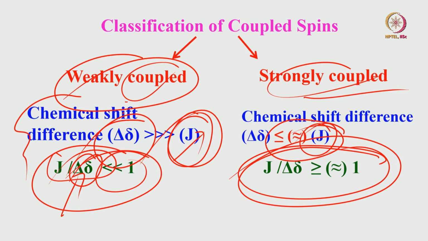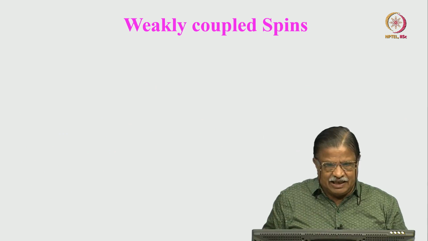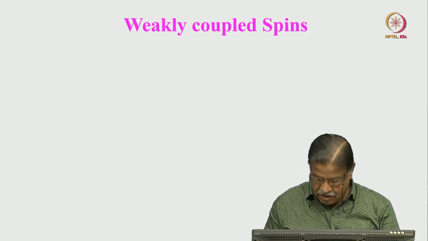Then you may ask me a question: so what? How does it matter for us? Whether the spins are weakly coupled or strongly coupled defines the type of spectrum you get. The spectrum for strongly coupled spins will be different. Consider the example of two protons. If they are weakly coupled, you get one type of spectrum; if they are strongly coupled, you get another type of spectrum. Both are two protons coupled only between themselves, but the type of spectrum you see is different. That depends upon the coupling strength and the chemical shift difference.